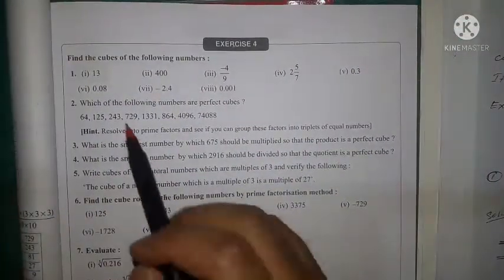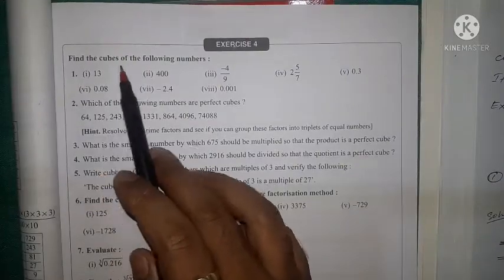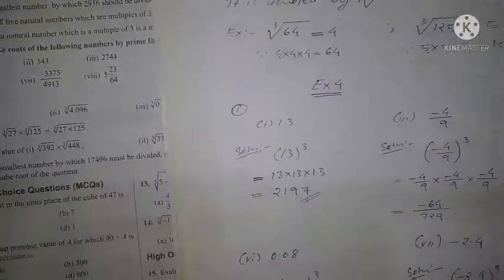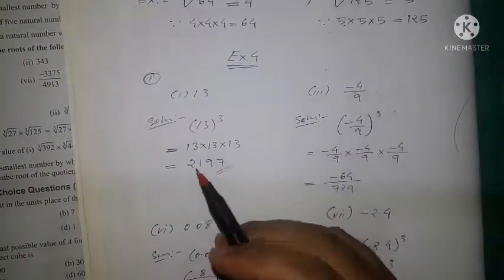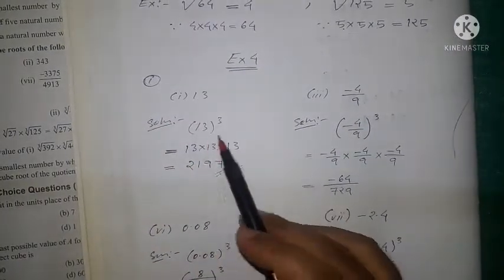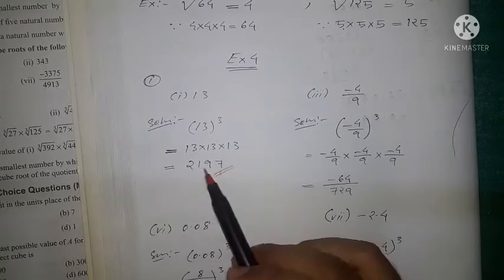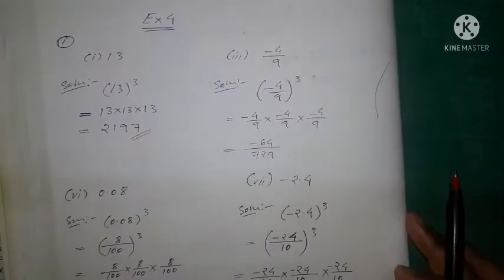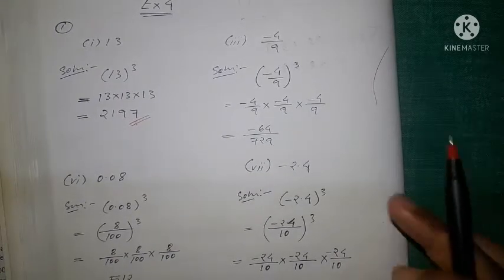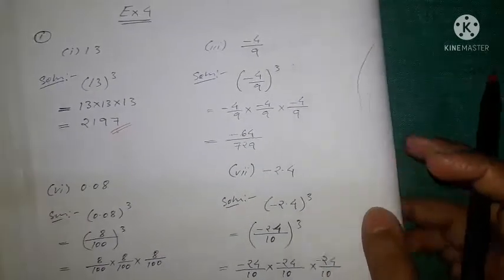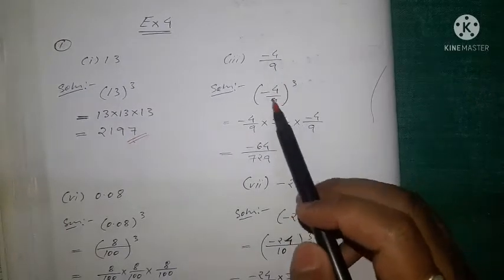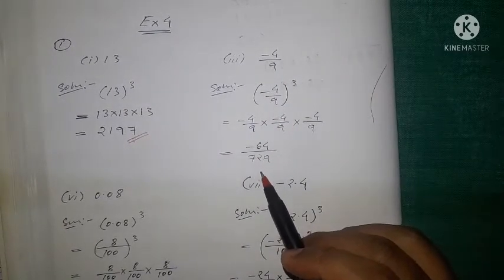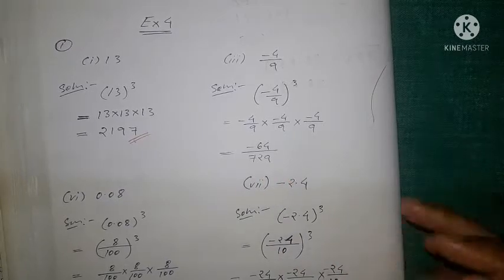Exercise 4, question number 1, that is to find the cubes of the following numbers. Some numbers are given, so we need to find the cubes of the following. Question number 1, Roman number 1, it is given 13. So 13 cube, that means we need to multiply 13 three times. So the answer is 2197. Similarly, we need to find the cube of minus 4 by 9. If we find the cube, we'll get minus 64 by 729.